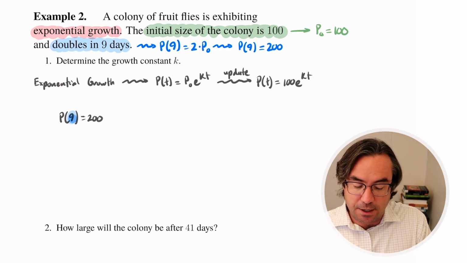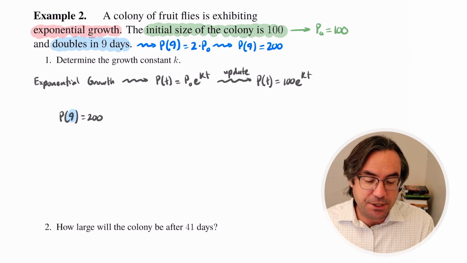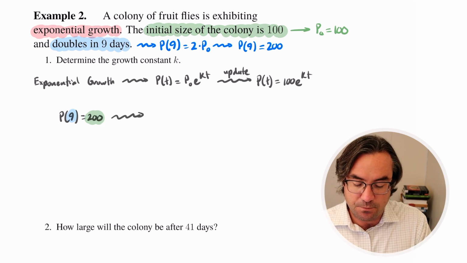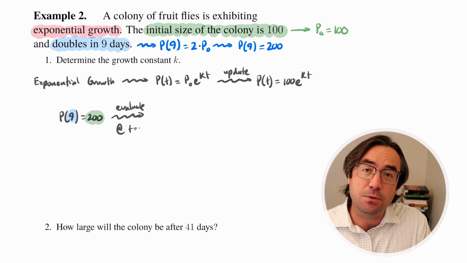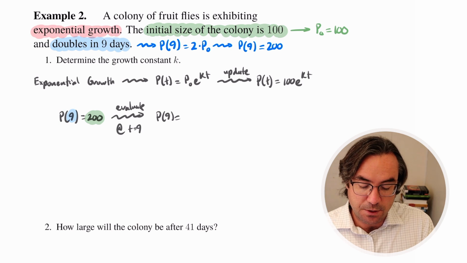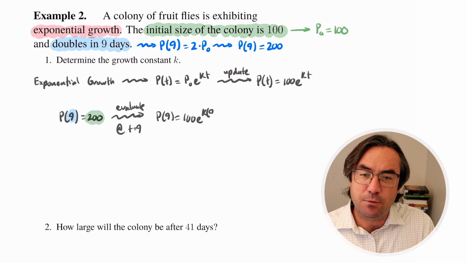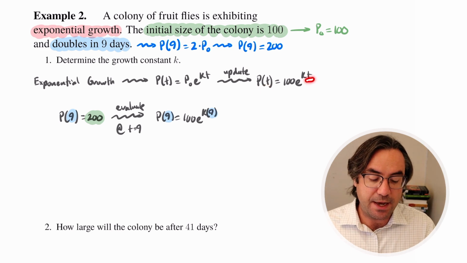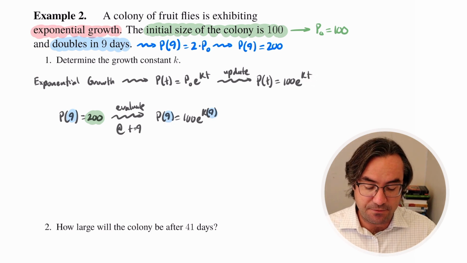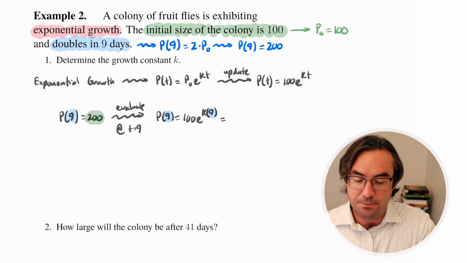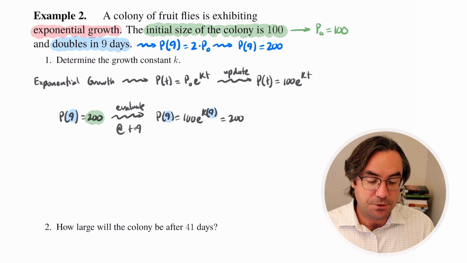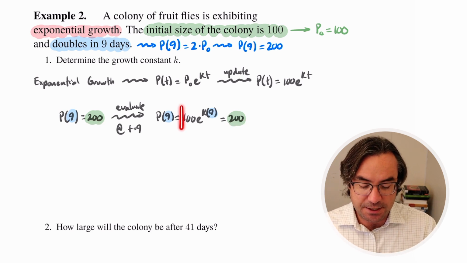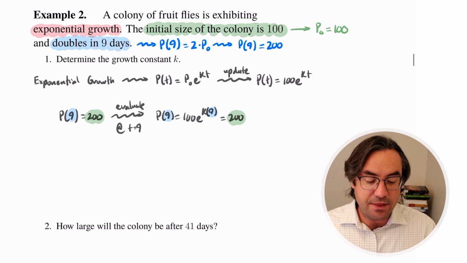The idea here is we're going to plug 9 in for T in the equation that we have so far, and the output should be 200. So let's see what we get when we do that. We're going to evaluate at T equals 9. We'll have our 100, then e raised to the k, and we're plugging in 9 for t. Wherever we had a t, we plugged in 9. Based on that information, this should be equal to, nope, not 400, 200. So we know the output of this population function should be 200, so we set this equal to 200. This gives us an exponential equation that we can then use to solve for K.